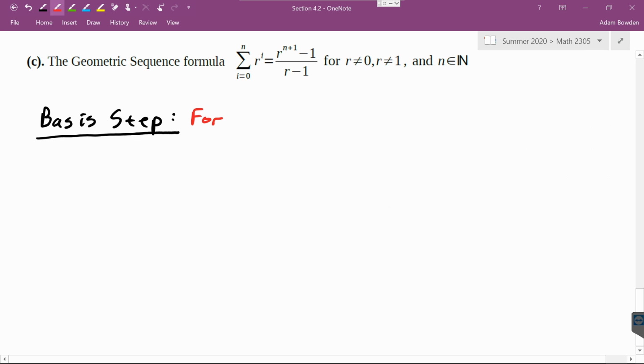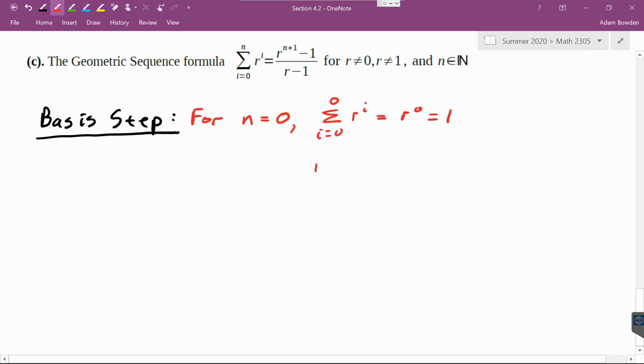Since we're dealing with n in the natural number set, I'm going to start with n equal to 0. So for n equal to 0, the summation i equals 0 to 0 of r to the i is equal to r to the 0, which is equal to 1.